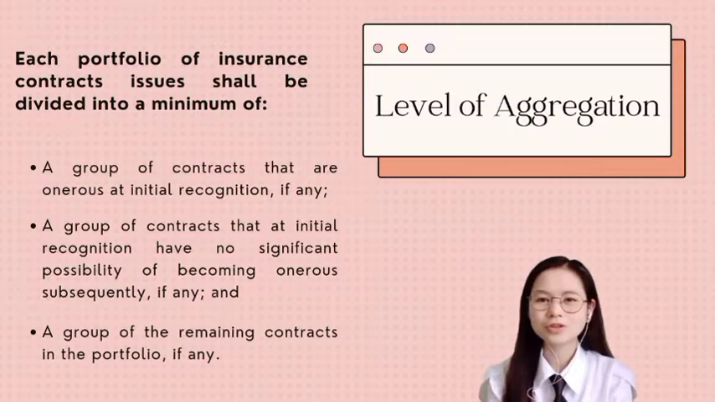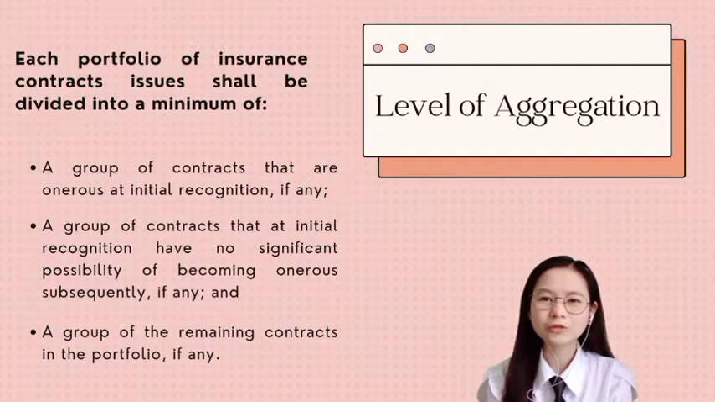Each portfolio of insurance contracts issued shall be divided into a minimum of a group of contracts that are onerous at initial recognition, if any, a group of contracts that, at initial recognition, have no significant possibility of becoming onerous subsequently, and a group of the remaining contracts in the portfolio, if any. Remember that an entity is not permitted to include contracts issued more than 1 year apart in the same group.